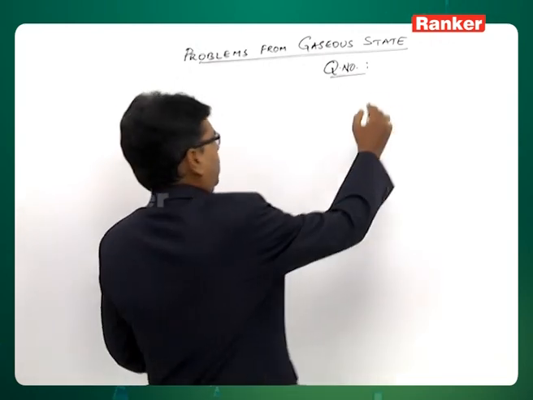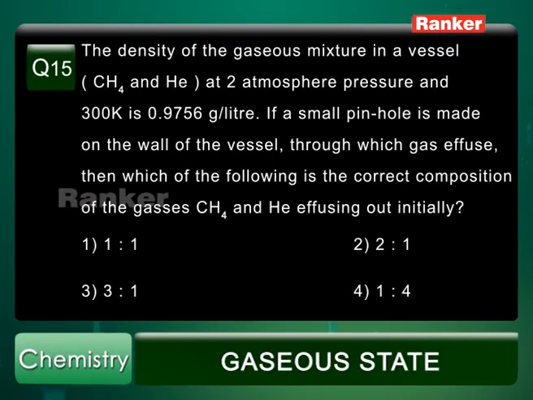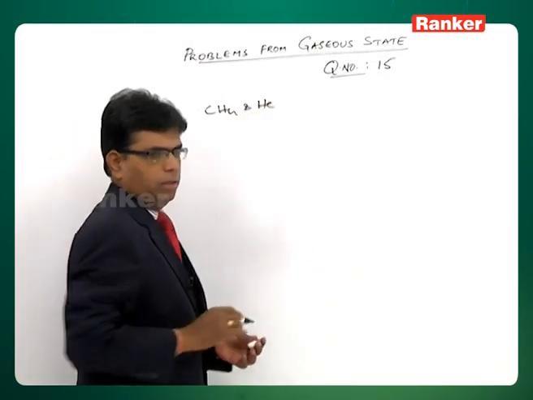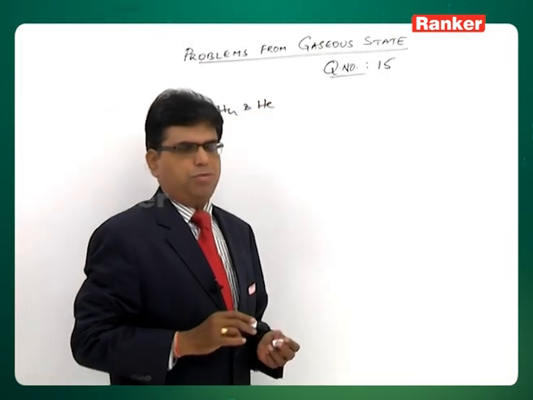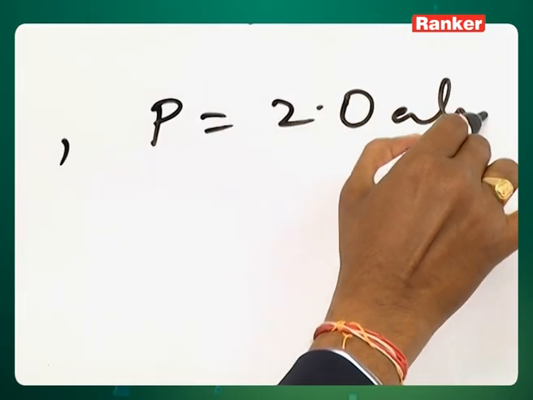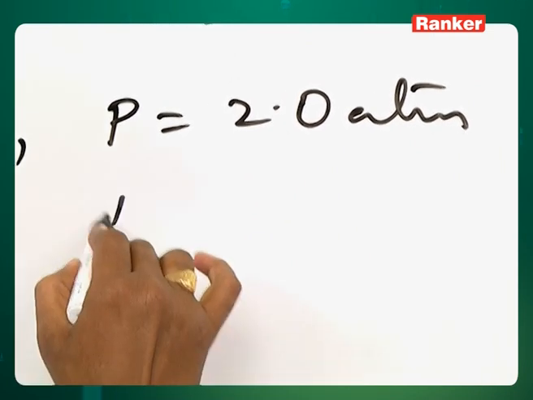Let us take question number 15. In question number 15, the given is the density of a gaseous mixture in a vessel. What mixture? Methane and helium mixture in a vessel at a pressure of 2 atmosphere and a temperature of 300 Kelvin.